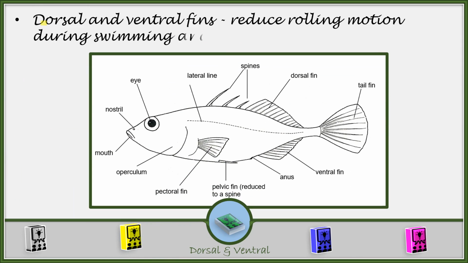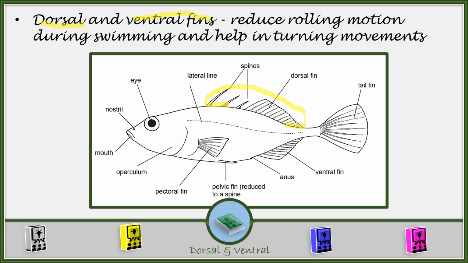We have the dorsal and the ventral fin. The dorsal fin is this one here. And then we have the ventral fin, this one at the bottom. Now these ones reduce the rolling motion during swimming and help in turning movement.